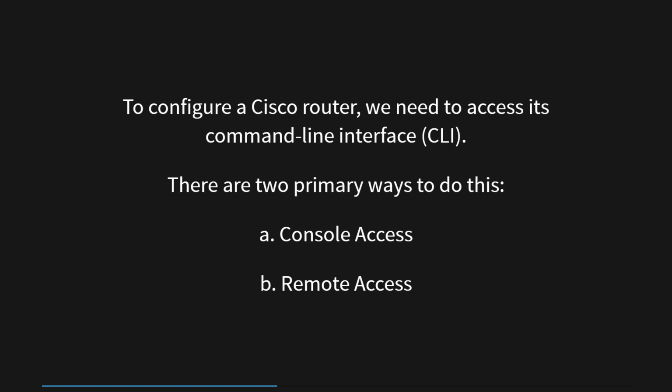Alternatively, remote access is possible if the router has an IP address and is reachable over the network. Remote access can be established using either SSH, Secure Shell, or Telnet protocols, allowing network administrators to configure the router from a remote location. These access methods are essential for efficiently managing and configuring Cisco routers in various network environments.